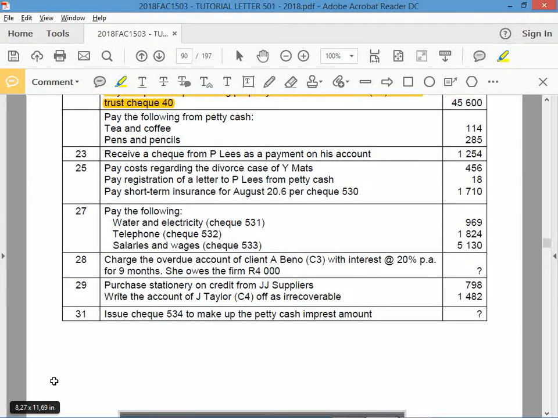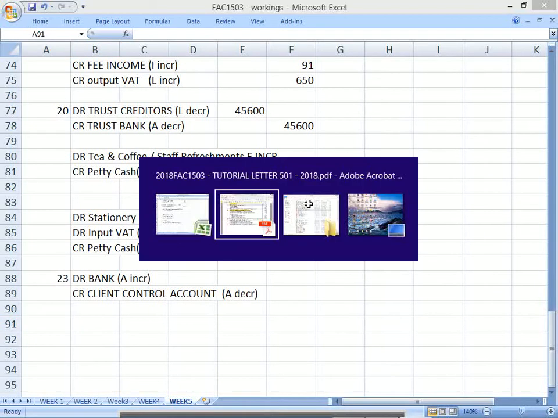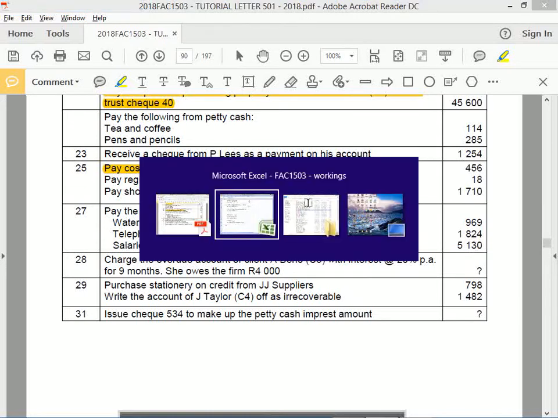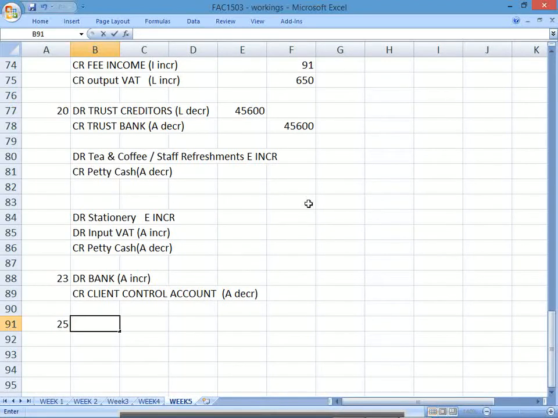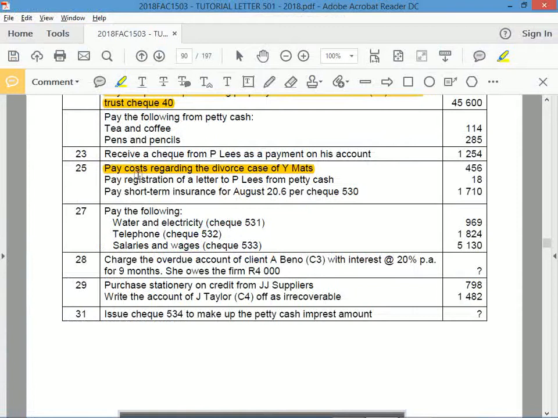decrease. Pay costs relating to the divorce case of Y. Is this your expense or the client's? The client's expense. So client trust CPJ 25. Here you would have debited the trust creditors because you're decreasing the liability. So it actually would have been this. Would have been that. Okay, debit trust creditors, credit trust bank. Why? It's the client's money paying for the client's divorce case.